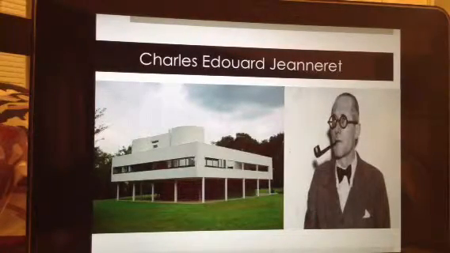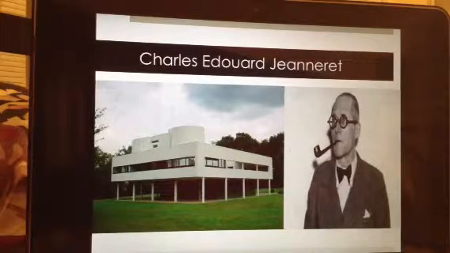The next artist is named Charles Edouard Jeanneret. Like the Dutch proponents of De Stijl, followers of the French movement known as Purism firmly believed in the power of art to change the world.